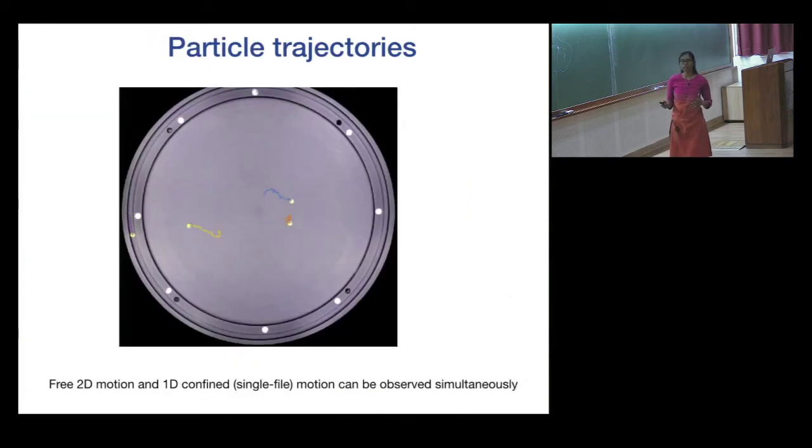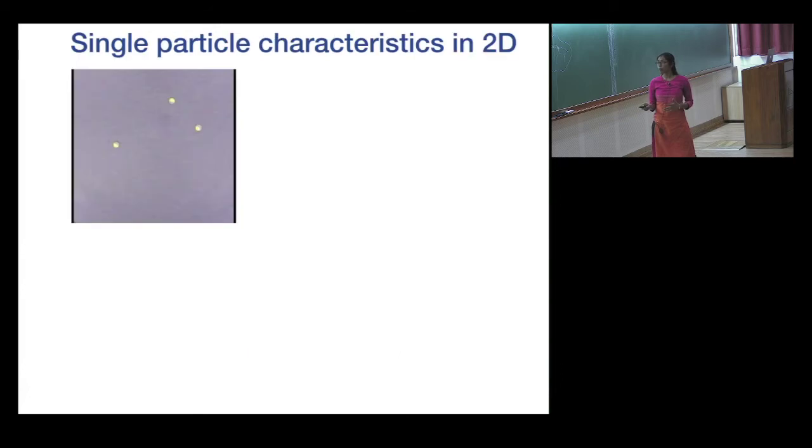So this is a typical experimental video. You can see here particles are kept in 2D as well as in 1D. We can do the experiment in 2D and 1D simultaneously. First we characterize the particles in 2D.